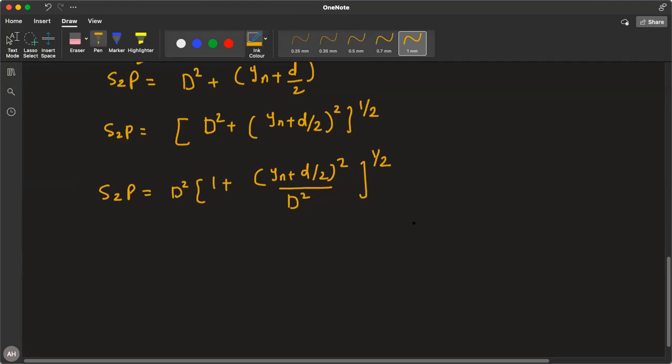Next, you can expand it using binomial expansion. You can write (1 plus x) to the power n as 1 plus nx. So this is (1 plus x) to the power n, and you can use this n here. So you will write S2P as d square 1 plus 1 by 2.